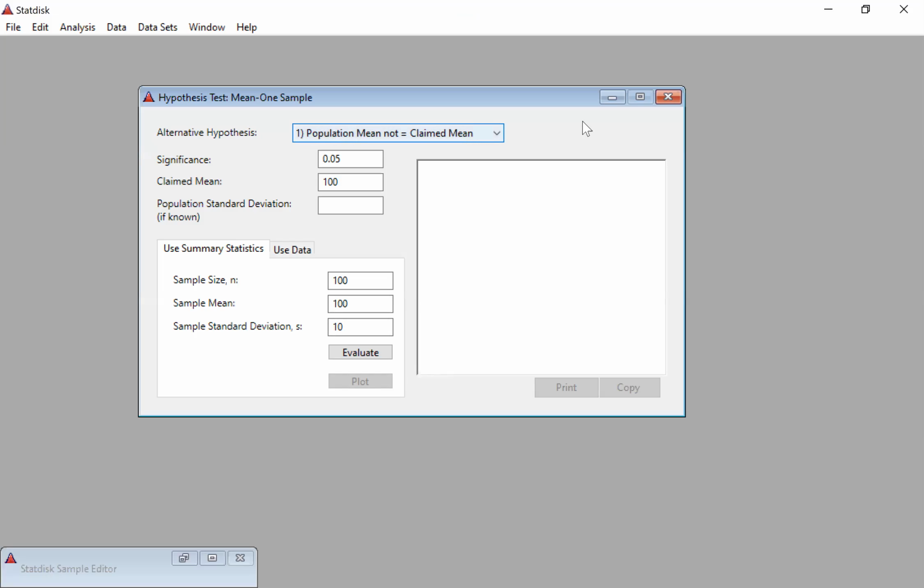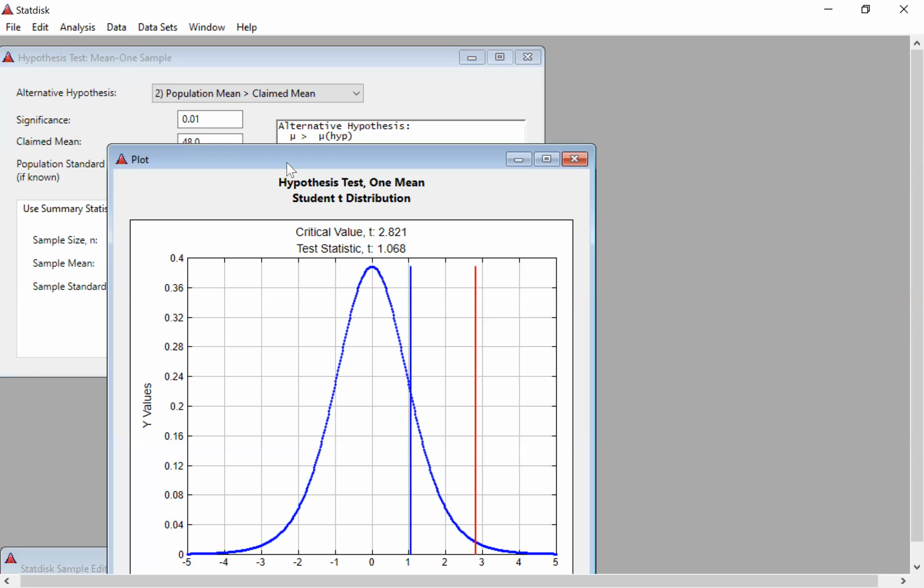Fair enough. So our alternate hypothesis, this is why I have you writing down which tail we're testing here. It is a greater than. Our significance level, which was alpha, 0.01. Our claim mean was 48. We don't know what the population standard deviation is here. Our sample size is 10. Our sample mean is 53.3, and our sample standard deviation is 15.7. So if we go ahead and hit evaluate on that, then let's go ahead and hit plot.